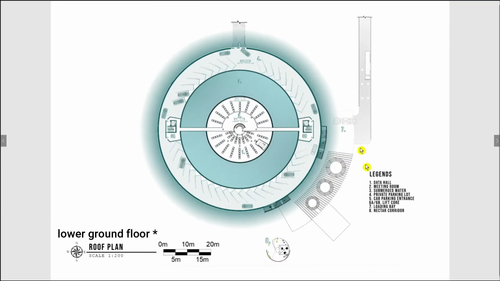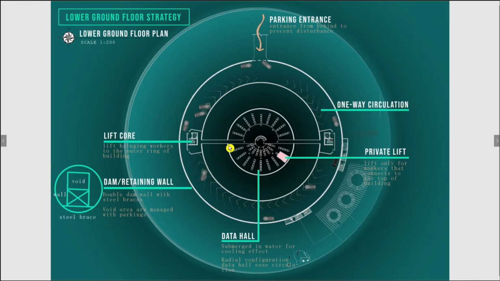Next, this is the lower ground floor plan. The activities occurring on this level are the private parking for workers and researchers, the meeting point for workers and researchers, and also the data hall below that, submerged in the quarry water. The strategy of this floor is that the parking created is a void space left from creating the double retaining wall for quarry water, and also the data hall is surrounded by water for cooling effect.